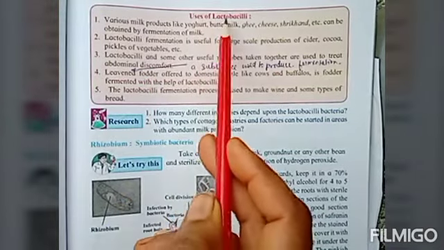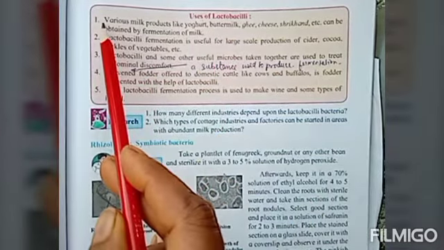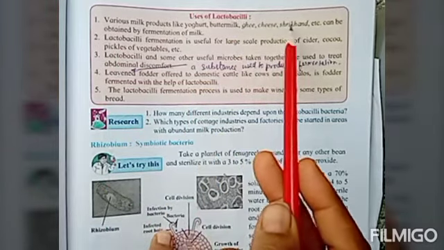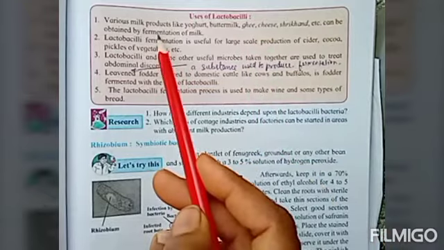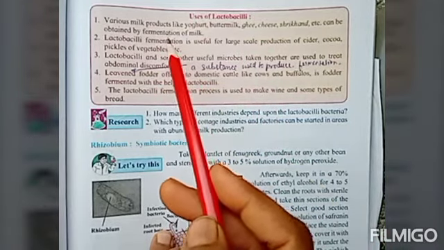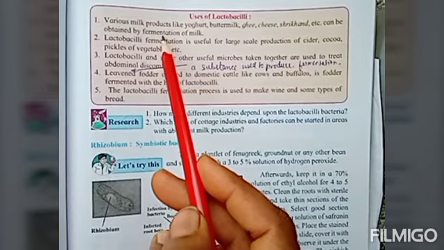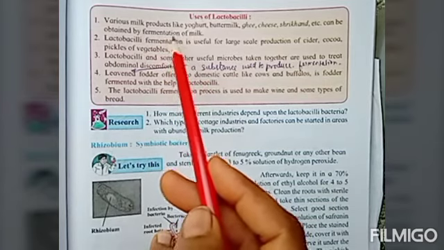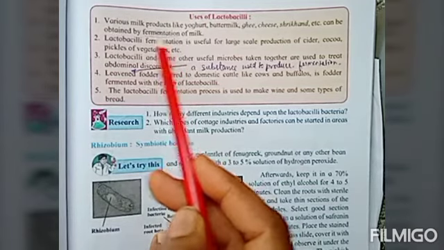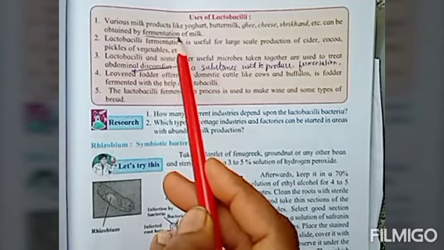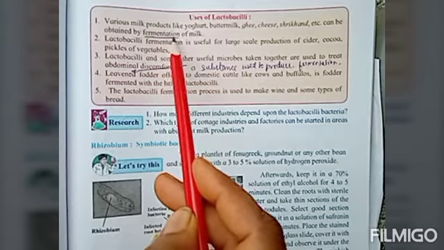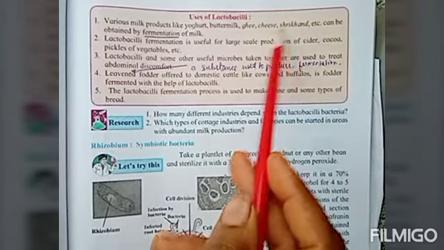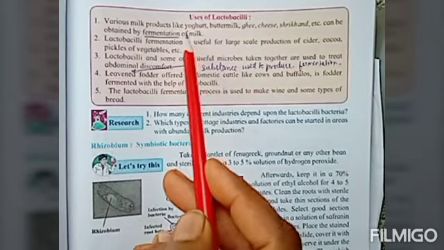Next are the uses of lactobacilli. The first use: the various milk products like yogurt, buttermilk, ghee, cheese, shrikhand, etc. can be obtained by the fermentation of milk. As the same process we carried out to make yogurt from the milk, like that by using the same fermentation technique, or by adding some other microbes, or by using other techniques also, we can make the buttermilk, ghee, cheese, shrikhand also with the help of milk.